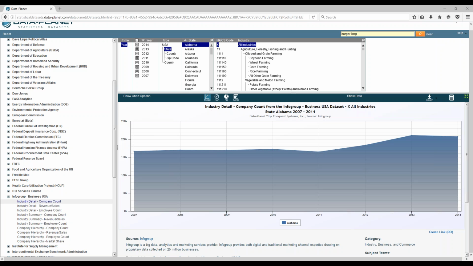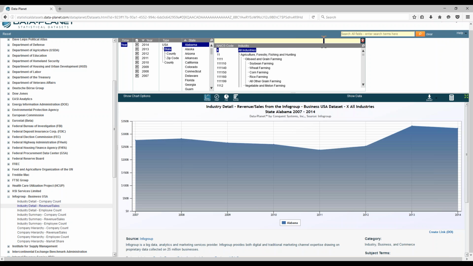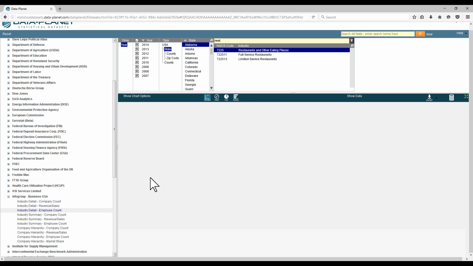So let's look at our example here, where we're looking at revenue, and let's search for full-service restaurants. Actually, we'll do the higher level, restaurants and other eating places. And so here we can tell you, in the state of Alabama, here's the trend of revenue generated for restaurants and other eating places, or how many people are employed.